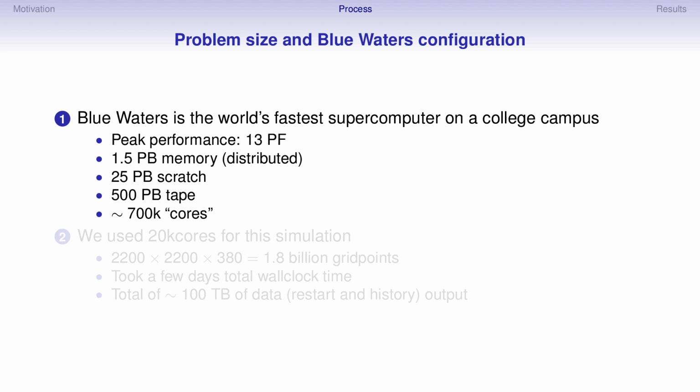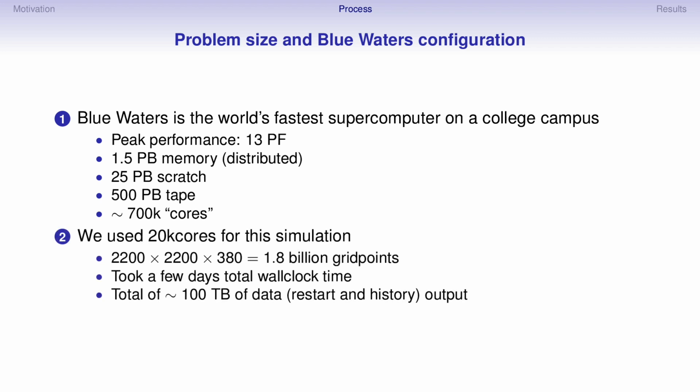So a little bit about Blue Waters. It's the world's fastest supercomputer on a university campus. 13 petaflop peak performance, 1.5 petabytes of memory. It's distributed though. 25 petabytes of scratch, half of an exabyte of tape, about 700,000 cores. If you look at the namelist.input file for this, it's 2200 by 2200 by 380. It's 1.8 billion grid points. It took a few days wall clock time. There were some fits and starts involved, so I can't say for sure. Roughly 100 terabytes of data to manage, and you have to back this stuff up too.